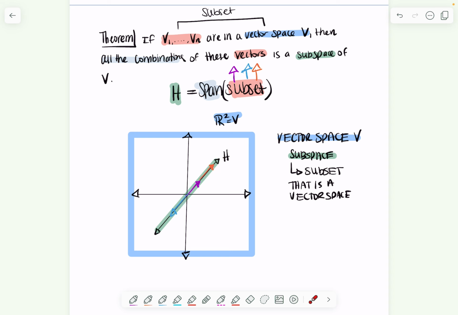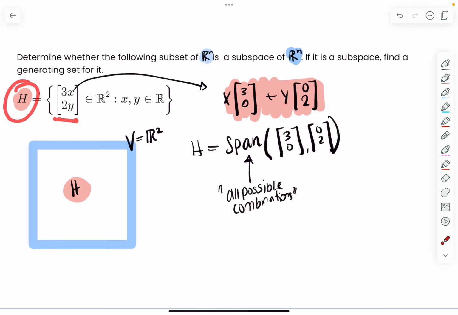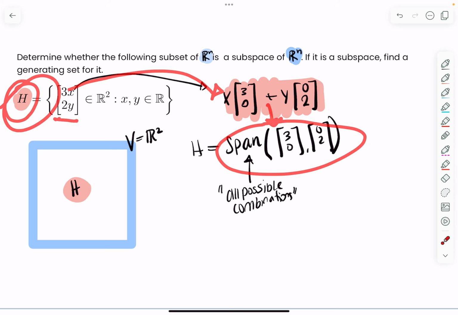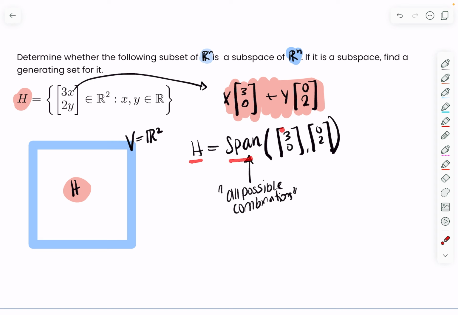So the theorem says that for every single subspace that you may have, there is a collection of vectors which you can add together and scale to generate that subspace. And so by definition, a span is a subspace. And so if H is this, and we can rewrite this as this, and then we can rewrite this as this, then H is that. So H is considered a span of these two vectors, just all of the possible linear combinations of these two vectors. When you scale and add these vectors in the infinitely many ways that you can, all those resulting combinations of these vectors will generate H.